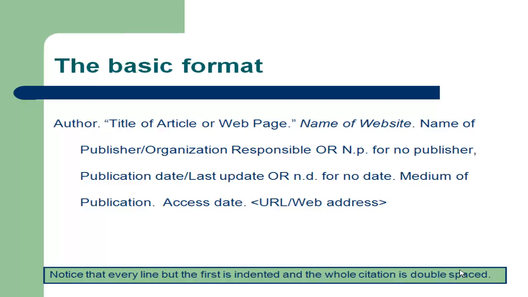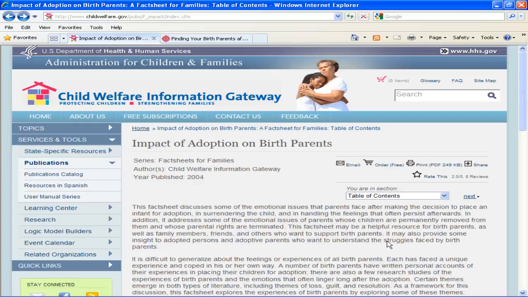Let's take a look at a real-life example. Here is a government website. Obviously, as you look in the top corner, you see U.S. Department of Health and Human Services. If you're looking at the library style sheet, then you want to look at example number 2 for a government website, because that's the format we're going to kind of follow for this one.